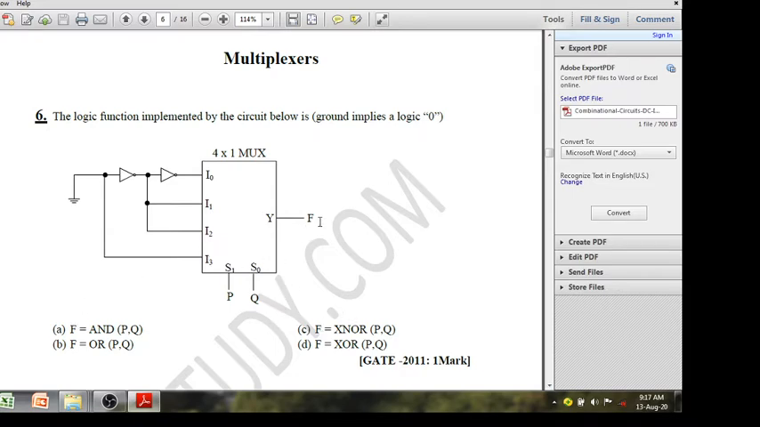Okay, how will you implement? You know the equation of F. F is nothing but S1 bar S0 bar into I0 plus S1 bar S0 into I1 plus S1 S0 bar into I2 plus S1 S0 into I3. Okay, now this value is ground, this is 0.